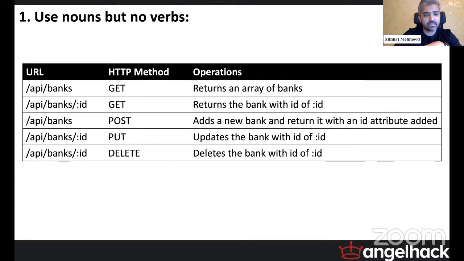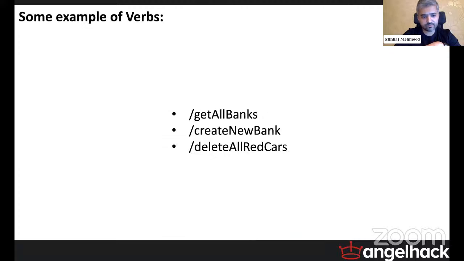Now in the next slide, there are some examples of the verbs which should not be followed for creating the endpoints, because this can create a whole new bunch of problems. For example, get all banks, get all new banks, get all old banks, get all bank by name. These names can be very confusing. Create new bank, delete new banks. So these are some of the examples we should not follow while creating the endpoints.